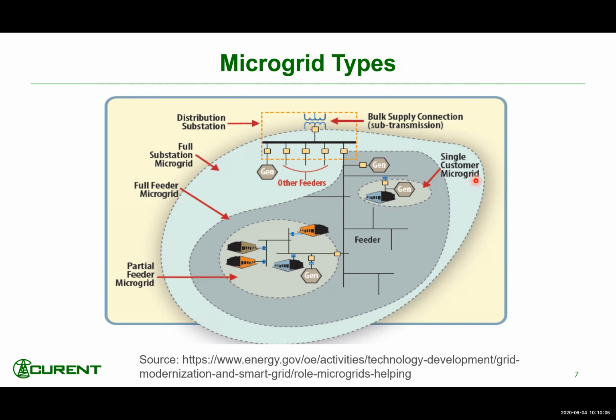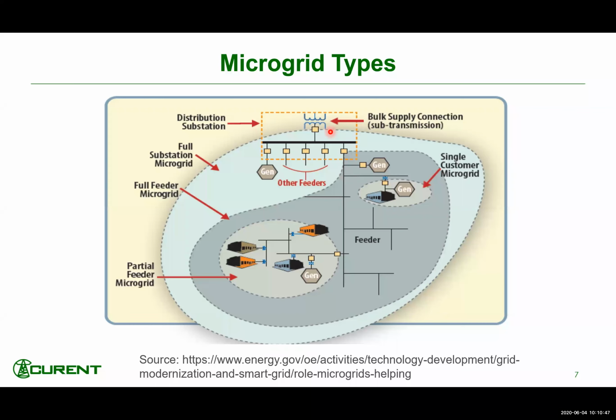For example, you have a rooftop solar and a small electric vehicle, that would be your single customer microgrid, serving your single home. If the microgrid is large enough to serve a partial feeder, a feeder is just like a distribution line, usually 12 kV. If it's able to cover the load in a partial feeder, we call it partial feeder microgrid.